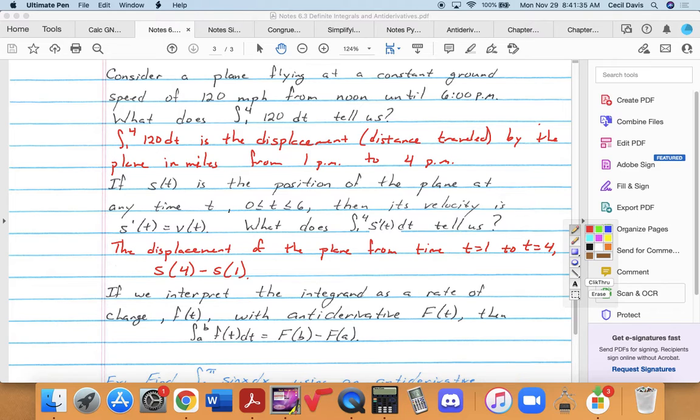So, if we interpret the integrand as a rate of change, f of t, with antiderivative capital F of t, then the integral from a to b of f of t dt is capital F of b minus capital F of a.